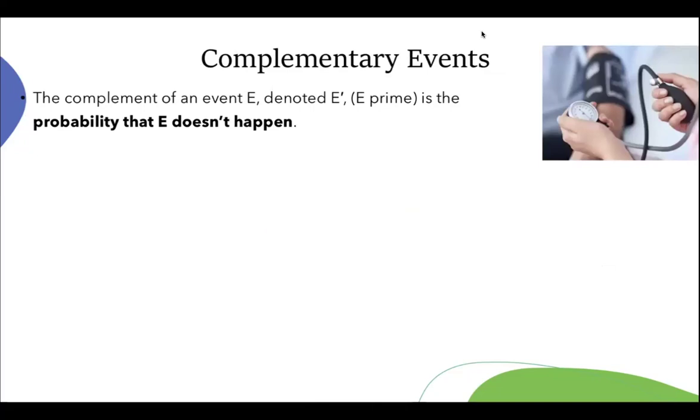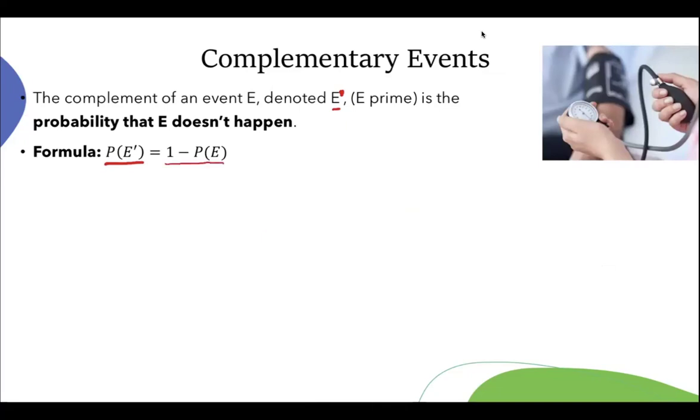Complementary events, in the notation that we use, is E with a little mark that looks like an apostrophe, but we say prime in math: E prime. It's the probability that event E doesn't happen. The probability of event E not happening, the probability of E prime, is 1 minus the probability of event E.